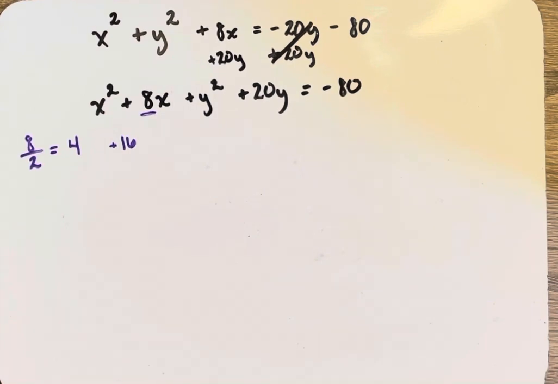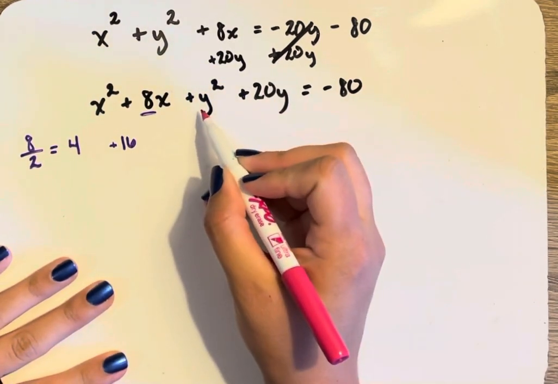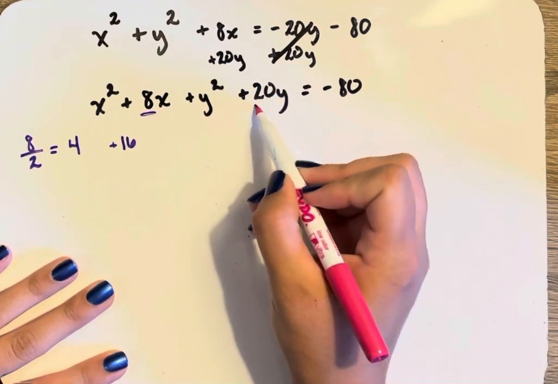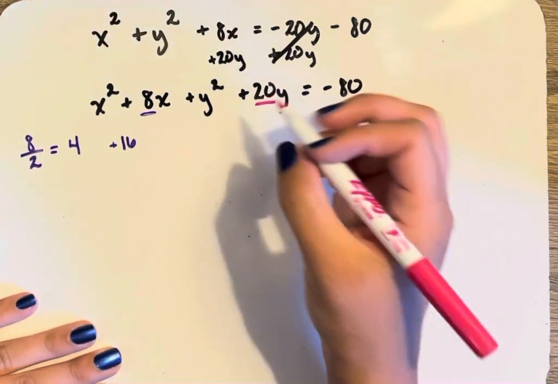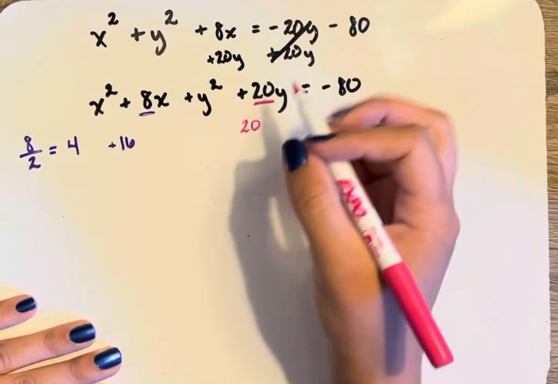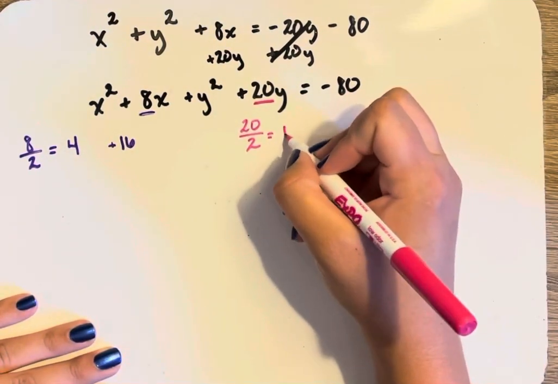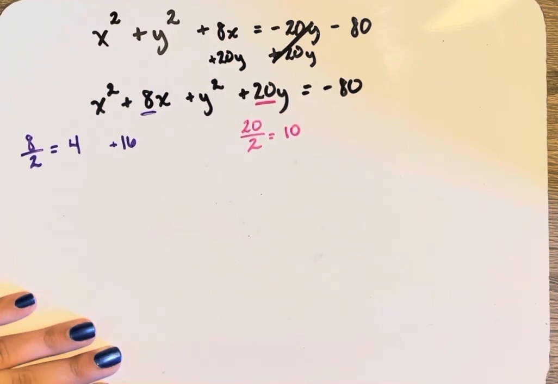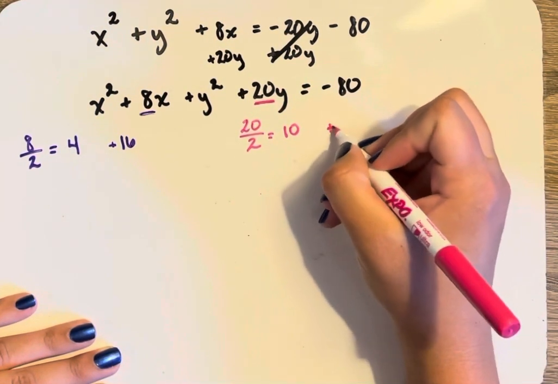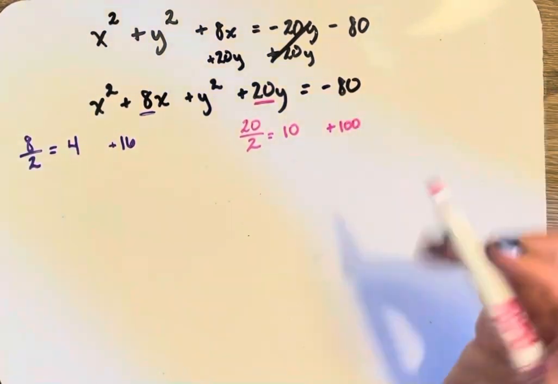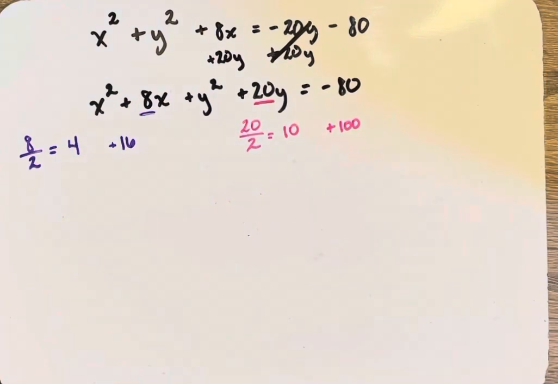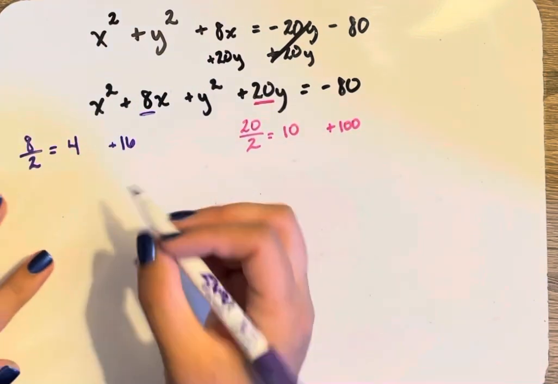Now let's look at y. So focusing on my y's, the coefficient of y to the first is 20. So my magic number for y will be 20 divided by 2, which is 10. That means that on both sides of my equation, I'll be adding 100, which is 10 squared. Okay, so let's write all of that out.